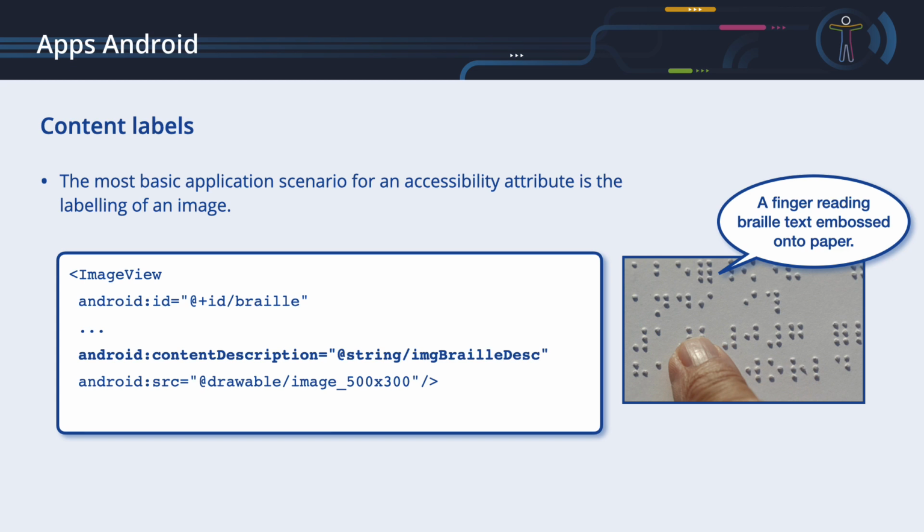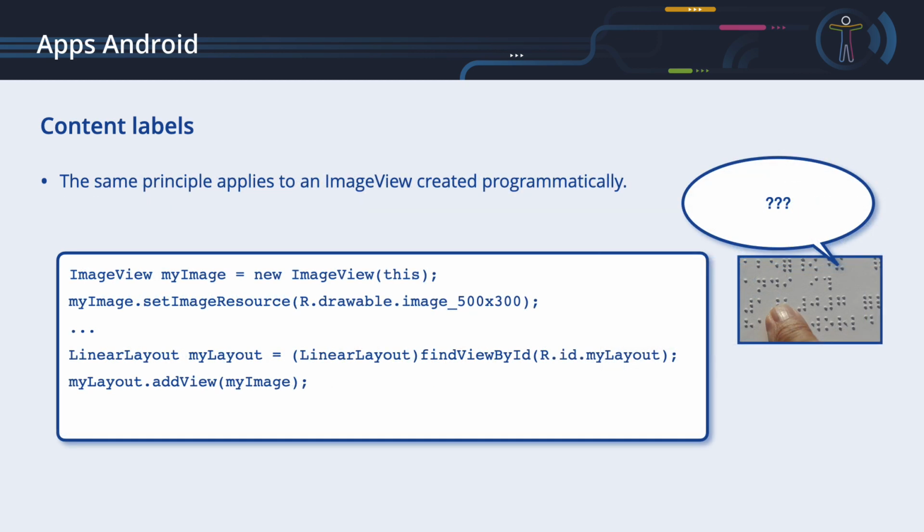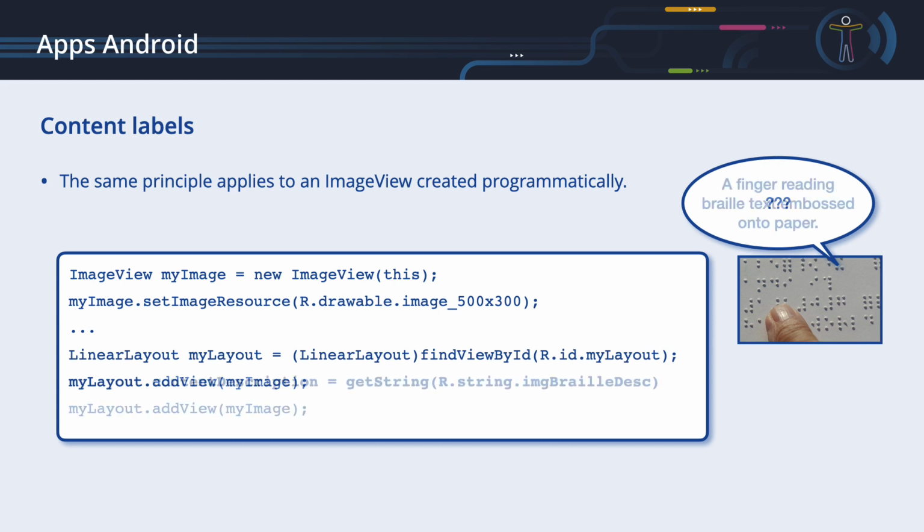In our example, the actual text is a localized string, which will be fetched from the string.xml file to support multiple languages. Please note that you do not have to mention the element type in the description, for example, photo of a finger. TalkBack will always tell the user what kind of user interface element has been found. The same principle applies to an image view created programmatically. In this example, we create an image view using Kotlin code. By adding the content description attribute, we attach a label which enables TalkBack to describe the image.